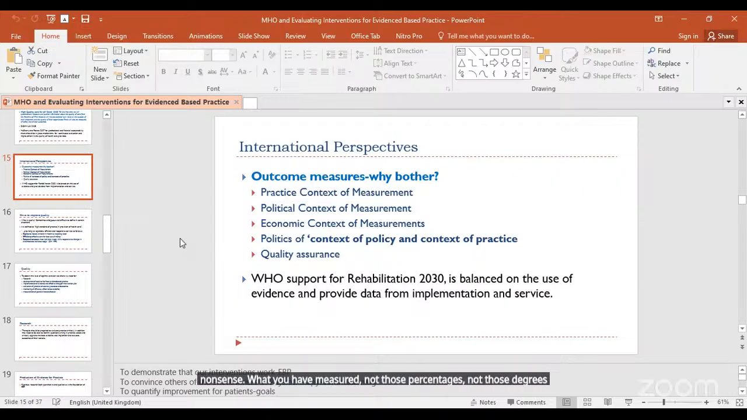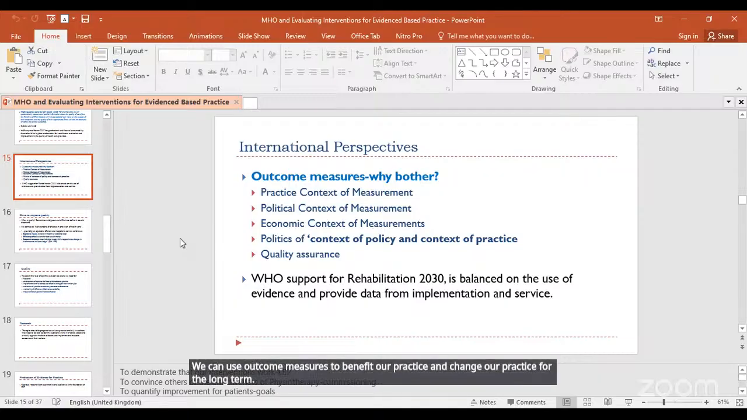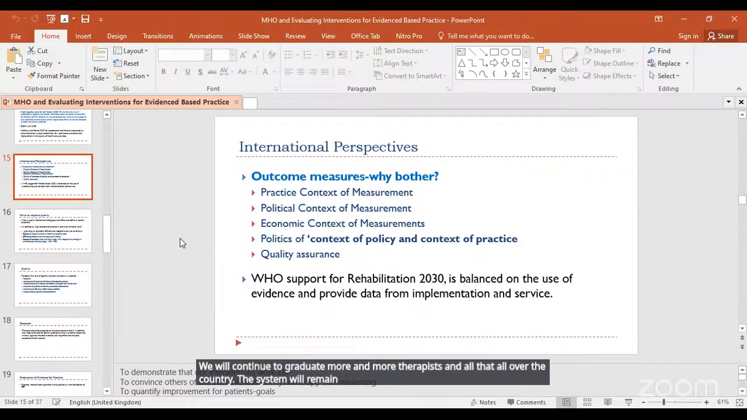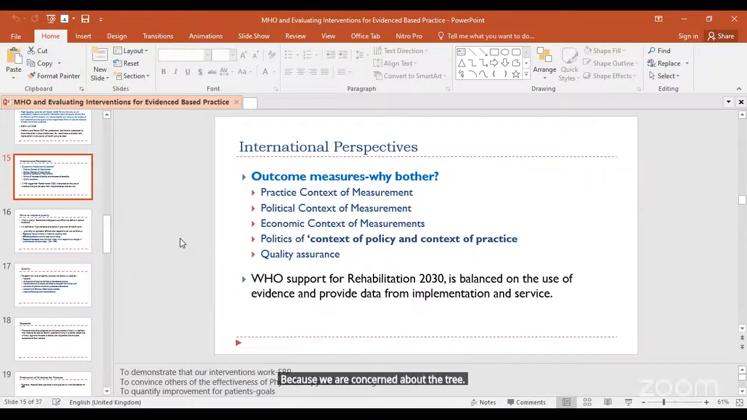That is the only way we can use outcome measures to benefit our practice and change our practice for the long term. As long as we stay with the truth, the way we are taught, we will continue to graduate more and more therapists all over the country. The system will remain exactly the way it is because we are concerned about the truth, not the people.